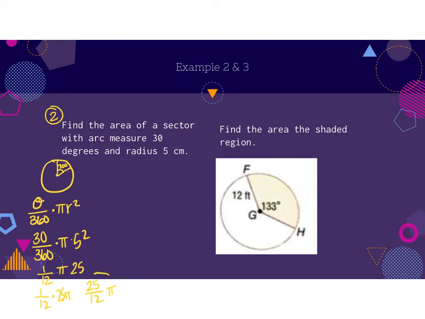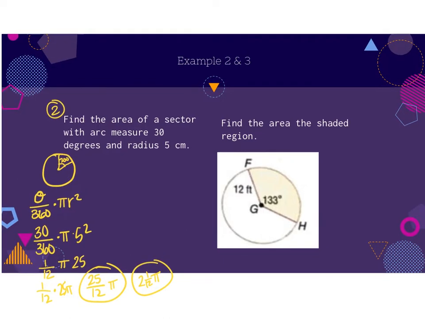We could also write it as a mixed number, so that would be 2 and 1/12 pi. We could make it a decimal, so figure out what 2 and 1/12 is as a decimal. The only thing we cannot do is touch our pi button. All right, let's take a look at example number 3.